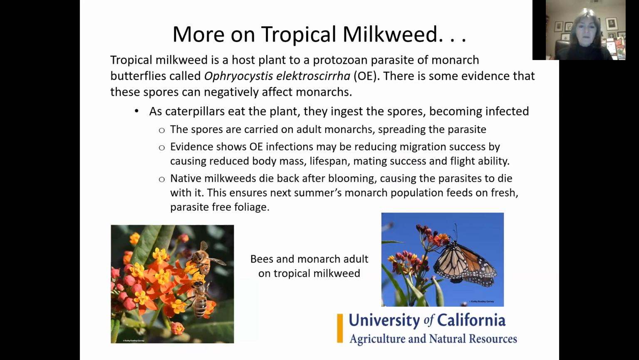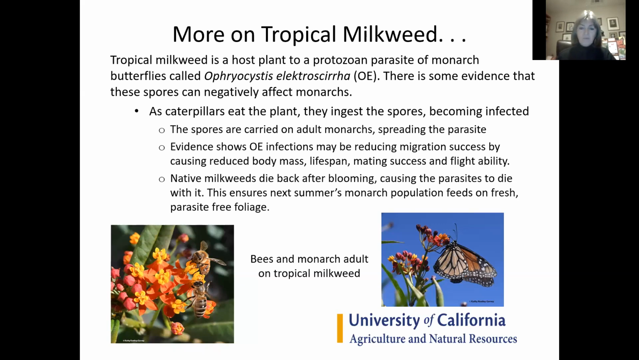when the native milkweed dies back, the parasite dies. So in the next growth period, the monarch will be feeding on fresh parasite-free foliage, which is a plus to ensure their health. When we have the tropical milkweed that never gets cut back or dies back, it continues the spread of the parasite. So this is why a lot of counties are outlawing or banning it.